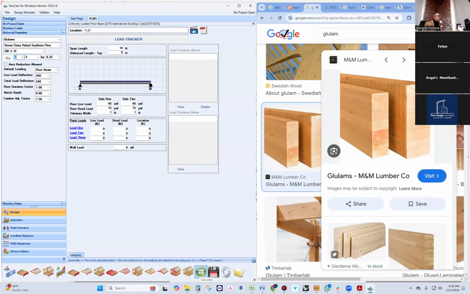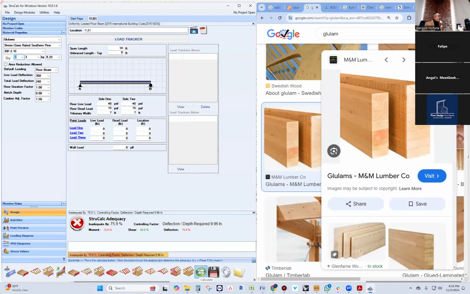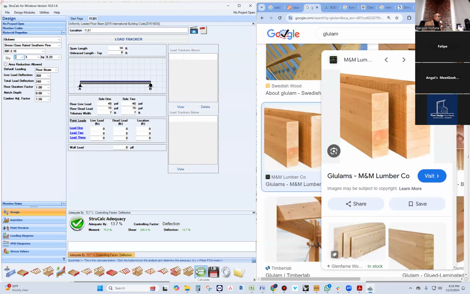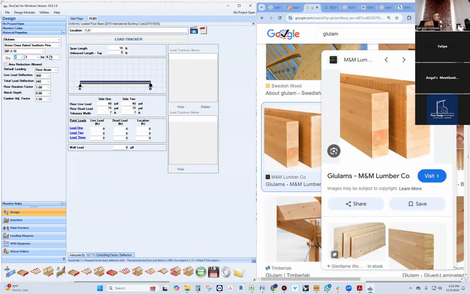So we go here and say, okay, let's go. That fails miserably. So let's try 3 of them. Let's do 3. Okay, that still fails miserably, but I want to use a passing example. Okay, let's use 4. So 4 members, 4 of them, 3 inches by 8.25, pass by 13.7%. So that's 13%.